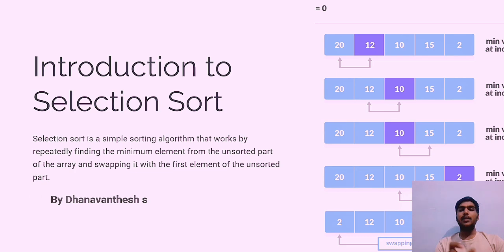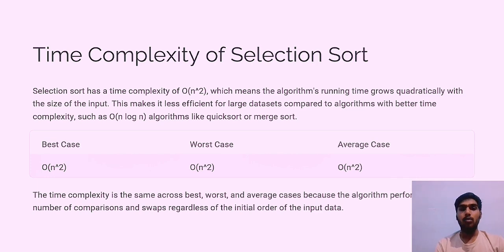Selection sort finds the minimum element from the unsorted part of the array and swaps it with the first element of the unsorted part. As for the time complexity of selection sort, I'm going to discuss this part at last, because you need to know about the algorithm and its program first. So I'm going to discuss this later.